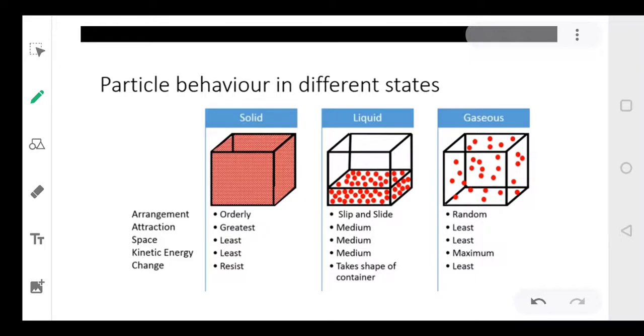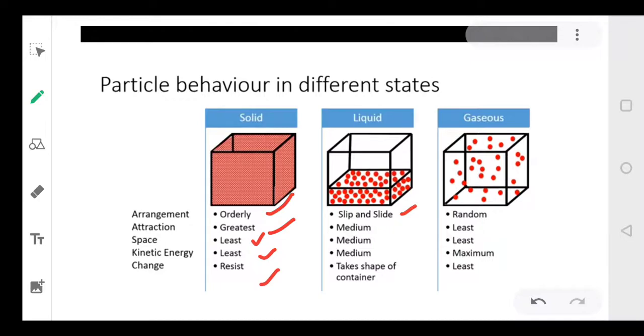Now here, in solids, the arrangement of particles is very organized. The force of attraction is greatest and the space between the particles is least. The kinetic energy is also minimum and they do not change their shape. Okay, they resist change in shape. Liquids, they slide, isn't it? If you try to hold them, they'll move out of your hand.